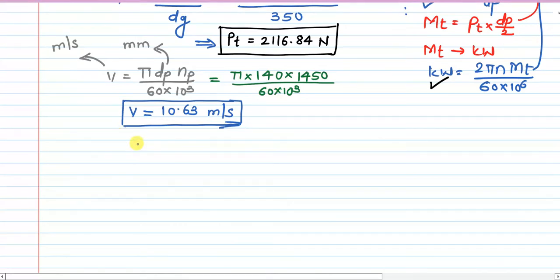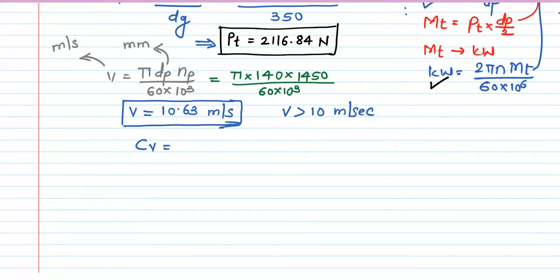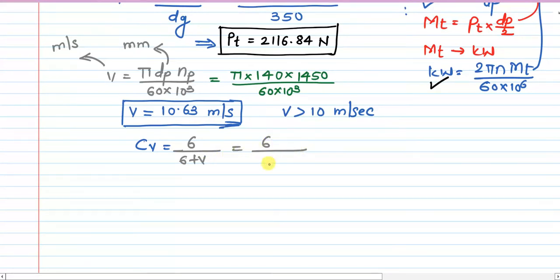So on the basis of V, immediately we can calculate CV. Because this velocity is greater than 10 meter per second, the formula for CV in case of spur gear will change. So the magnitude of CV will be equal to 6 upon 6 plus V. That gives 6 upon 6 plus 10.63, which we just calculated. So this is equal to 6 upon 16.63, or you can simply calculate that as 0.3608. Any form is acceptable.